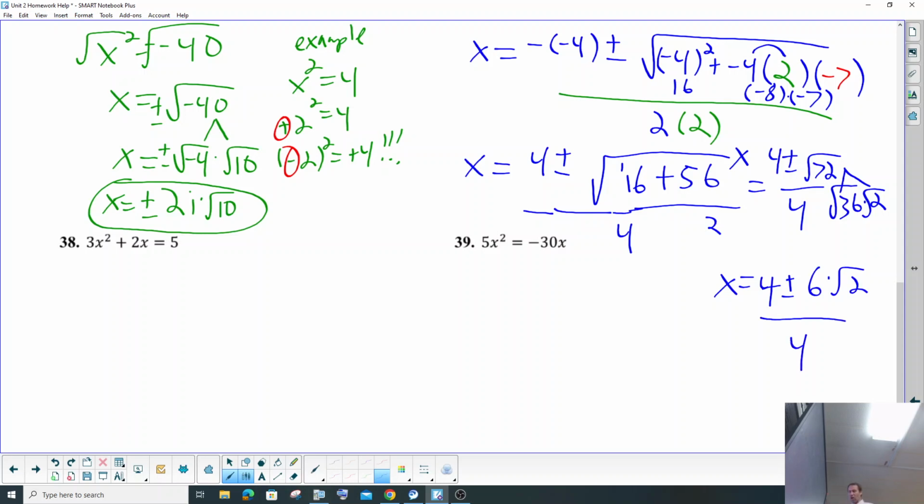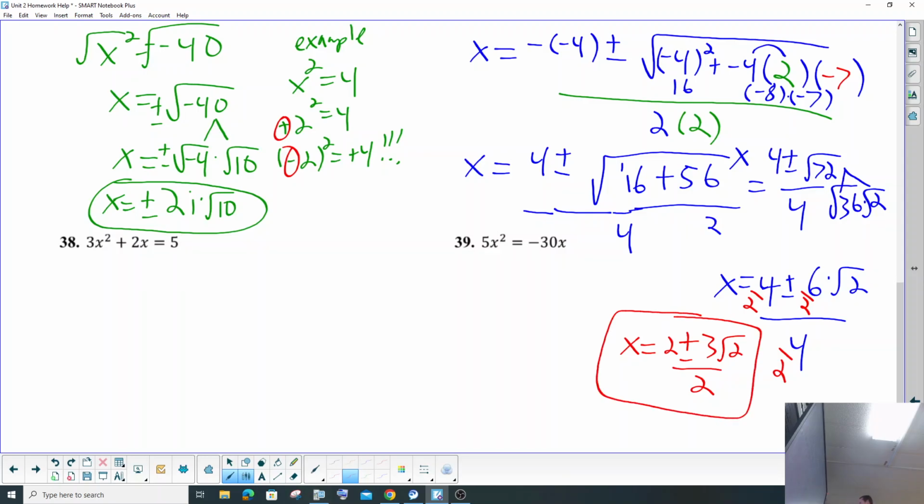Now, all three terms, don't forget this part, are divisible by 2, so you need to reduce it. Divide by 2, divide by 2, divide by 2. So we get x equals 4 divided by 2 is 2, plus or minus 3 radical 2, all over 2. So that's 2 plus or minus 3 radical 2 over 2 is our answer! So try the quadratic on the other problems.